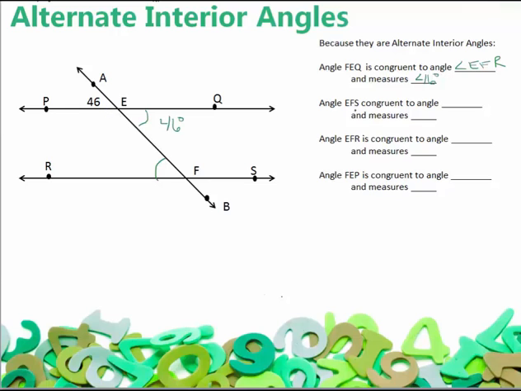Likewise, we have angle EFS, this angle. Now that angle has an alternate interior angle right here, which is FEP. See how they're alternating interior angles? And both those angles are going to be 134 degrees. So they alternate, they're both on the inside, and they alternate sides of the transversal, so they are also congruent. I'm going to leave you 2 more on this slide to do. They are already marked for you.